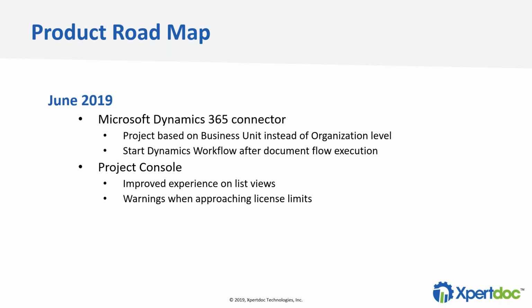Okay, and then warnings when you're approaching the license limits. That's an interesting one as well. So if you're getting close to your document allowance, or if you run out of licenses to hand out to users, or if your expiry date is coming up, then basically we can start sending you warnings. That's an improvement that we're going to make in the June 2019 release.